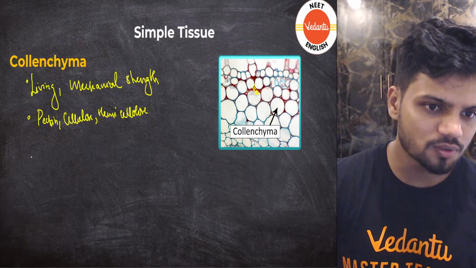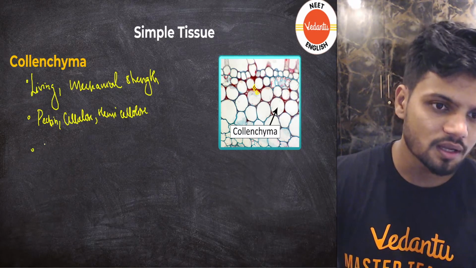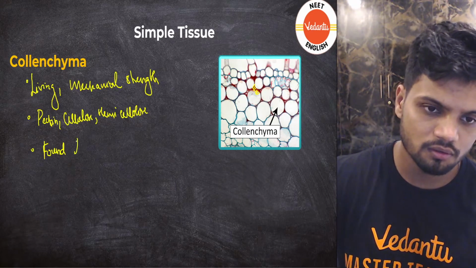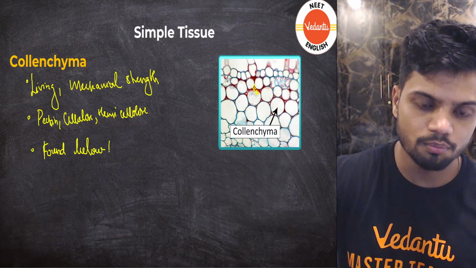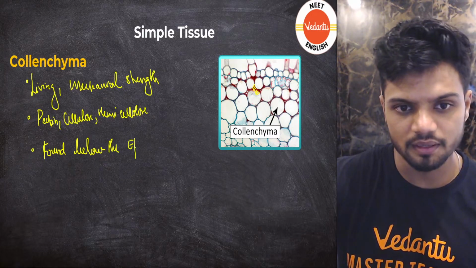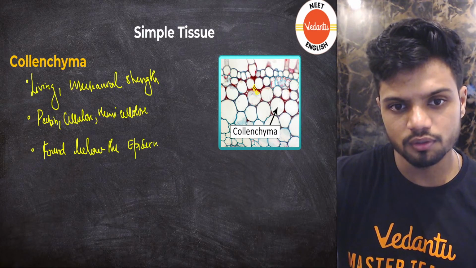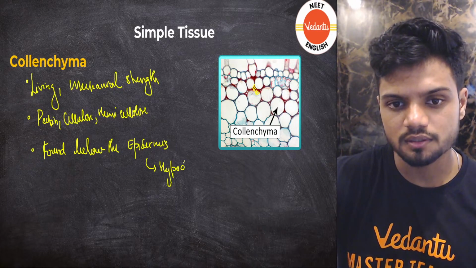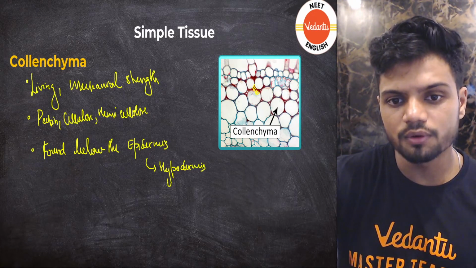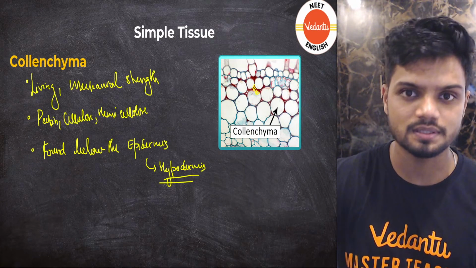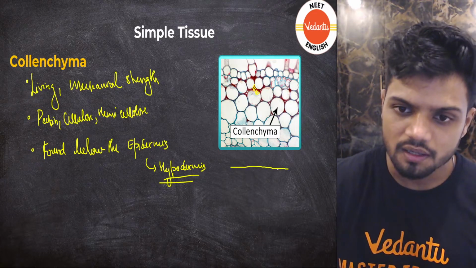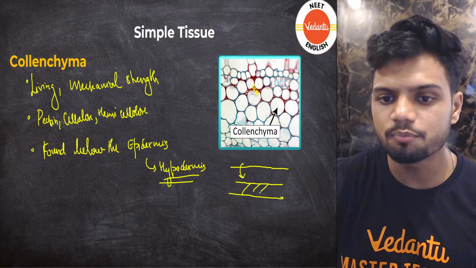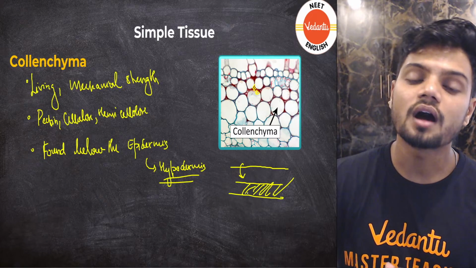Done. Now let's understand the next point. That is, where do you find it? It is found below the epidermis. Below the epidermis, what do we have? Hypodermis. So it is found in the hypodermis. For example, this is the outermost layer that is called epidermis. Just below the epidermis, the layer is called hypodermis. It is found in the hypodermis.